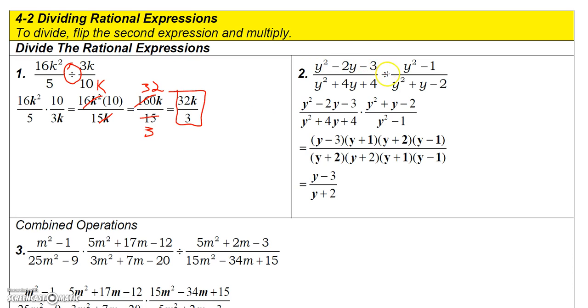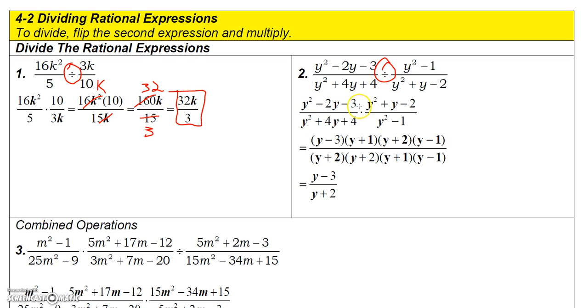Now in the next expression, again, the first thing I want to do here is go ahead and flip it and change it to multiplication. Now you can flip and factor at the same time, but it might be confusing, so I suggest, especially on your first examples, to go ahead and flip it first and then do your factoring. So I've flipped it here, so now let me factor this.